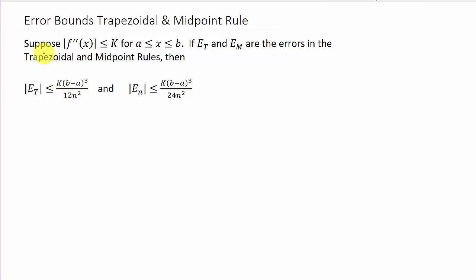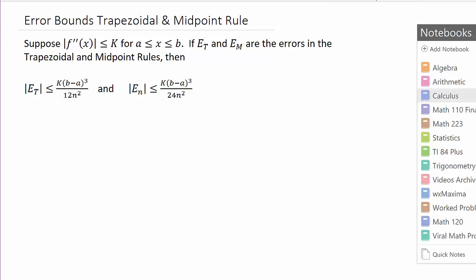So suppose the absolute value of f double prime of x is less than or equal to k when x is between a and b. And the error in the trapezoidal rule, E sub T, the absolute value, is less than or equal to k times (b minus a) cubed over 12n squared. So the main thing that we're doing here, the more difficult part of the problem, is figuring out what k needs to be.